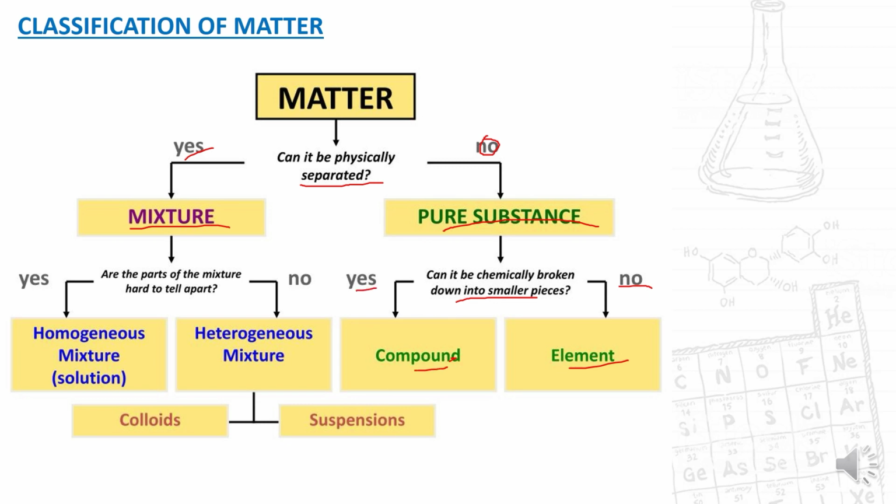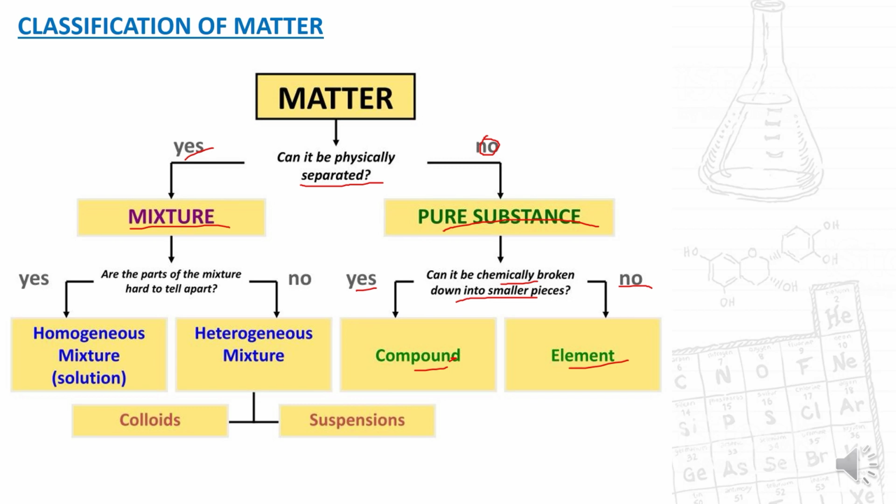So basically, an element is a pure substance that cannot be broken down by any chemical means into smaller pieces or smaller substances. Whereas a compound is a chemical combination of two or more pure substances. So this combination can only be broken down by chemical means, right? Let's move to the other side.